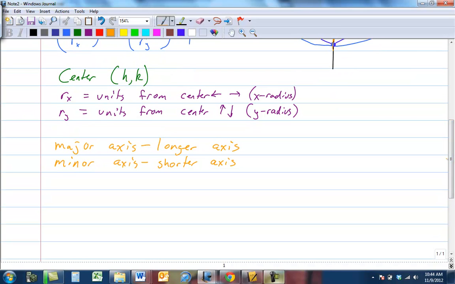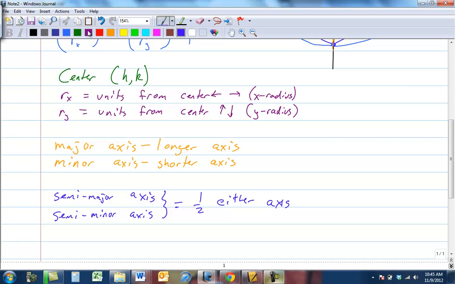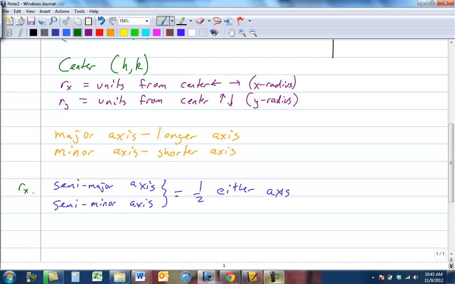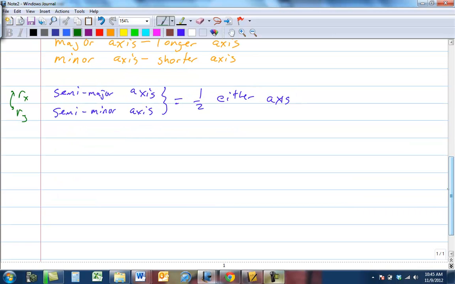Now, that brings us to the semi-major axis and the semi-minor axis. Both of these are one half of either axis. Whichever one is the major, half of that is the semi-major. Whichever one is the minor, half of that is the semi-minor. In this picture, the major looks like it's the x one, so the semi-major is half of that, or what r sub x is. And in this case, the semi-minor is r sub y. But again, these can switch depending on each problem. We'll get into why that's important in just a minute.